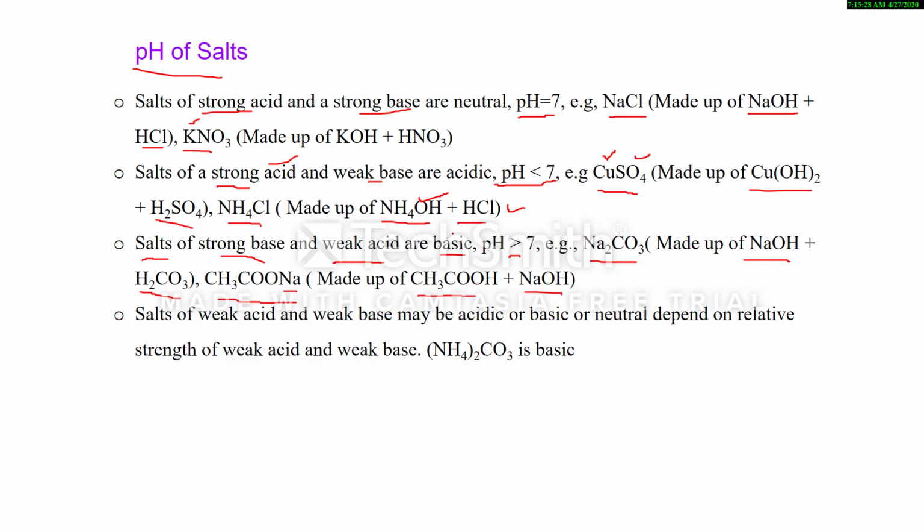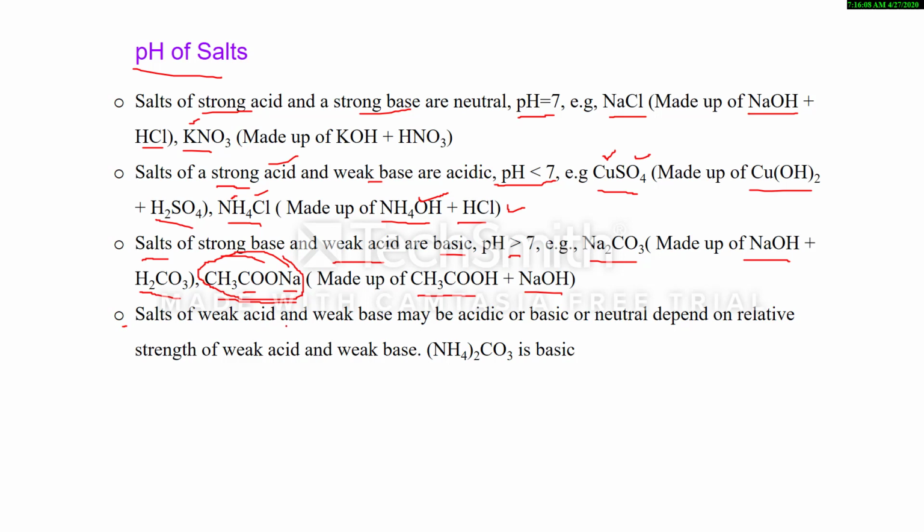Okay. Now again, one thing you have to remember. We have discussed that when we write the formula, the cation is written first and the anion is written later. Like NH4Cl, NH4 is the cation, Cl minus is the anion. But in this case, CH3COONa, Na is the cation which is written later, but the anion is written first. So these are some conventional formulas which we use as such. If you write NaCH3COO, that will also be correct. So don't be confused.